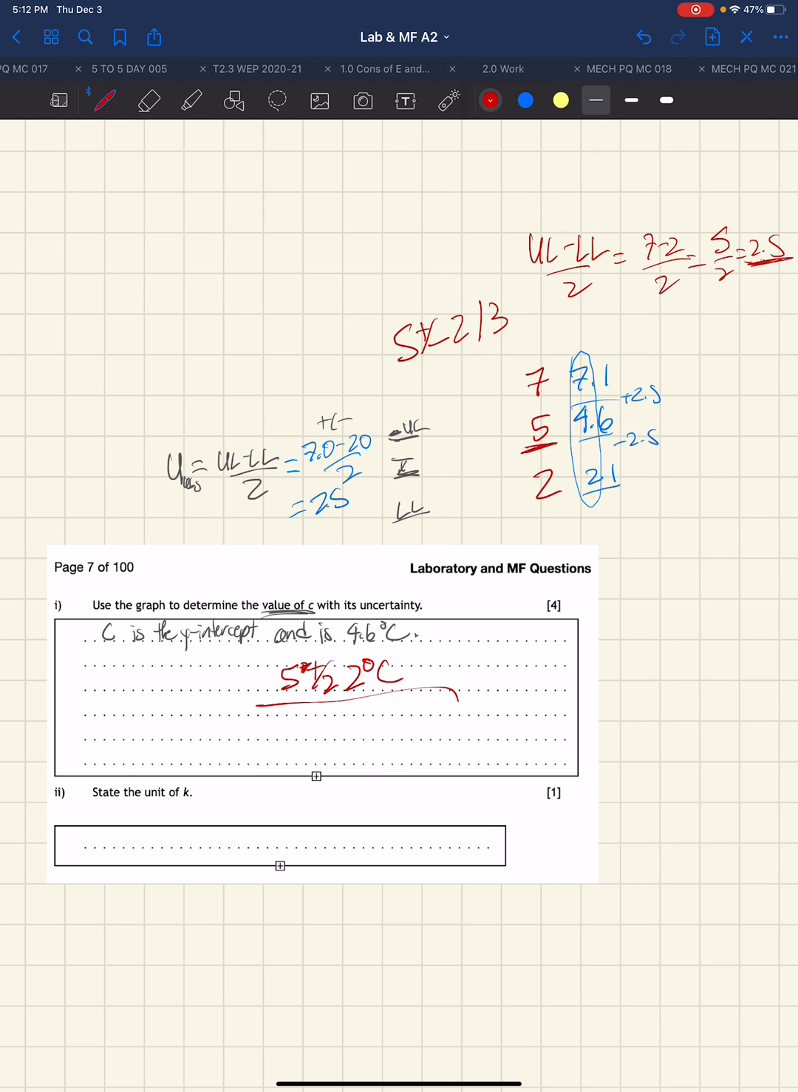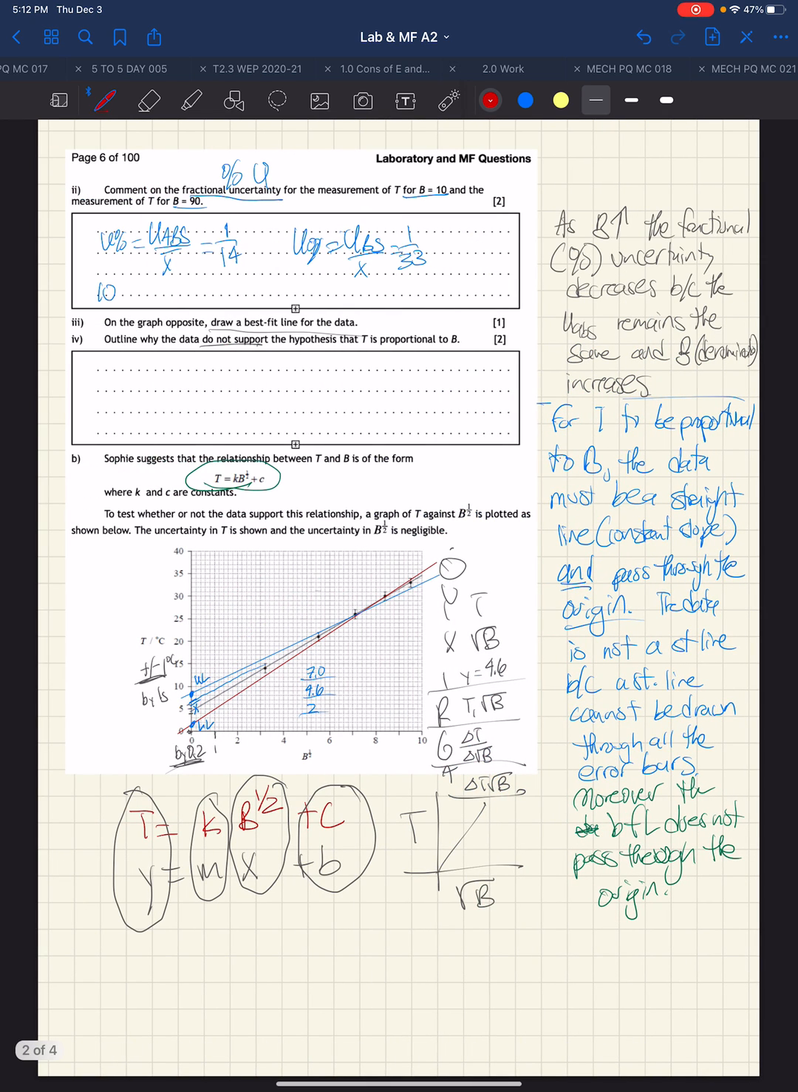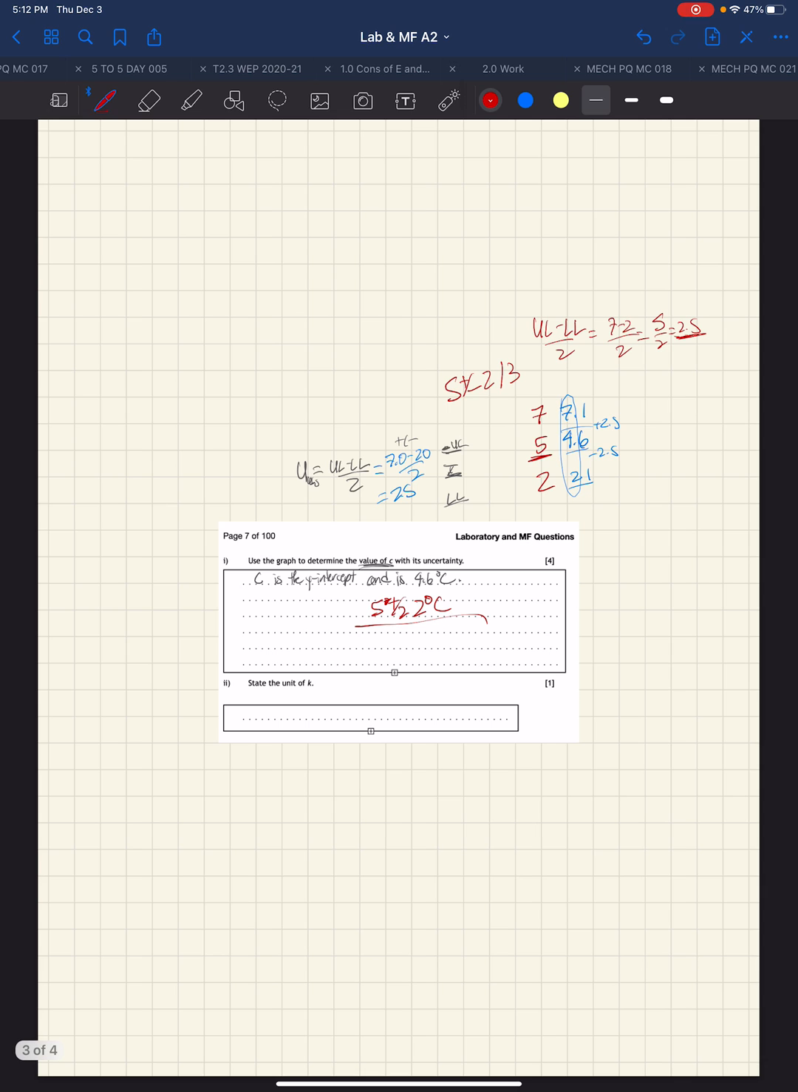And that's how we would approach that. It's not exactly purely scientific, but we certainly wouldn't say plus or minus 1 on that, because given the lines we've drawn, there is a greater uncertainty in the y-intercept than just plus or minus 1. But it's not as large as 3, so 2 is a better answer in that case.